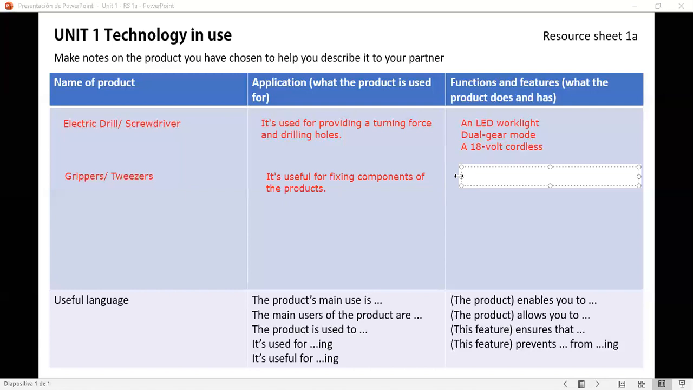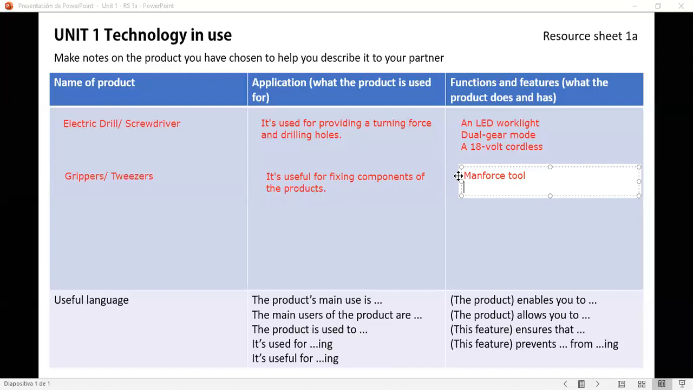The product doesn't do something by itself, not like the electric drill that maybe has batteries and moves. In this case, no. Grippers are a manual force tool. Yes, it's a manual force tool. And what does it have?